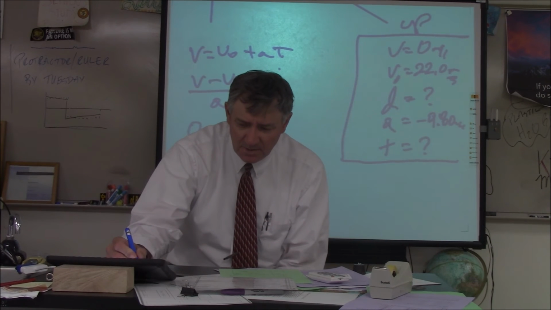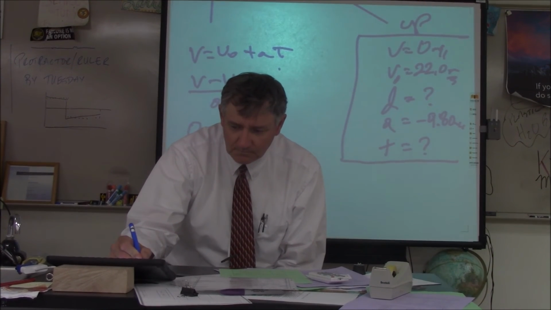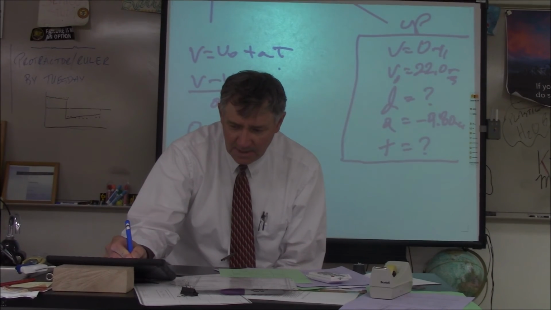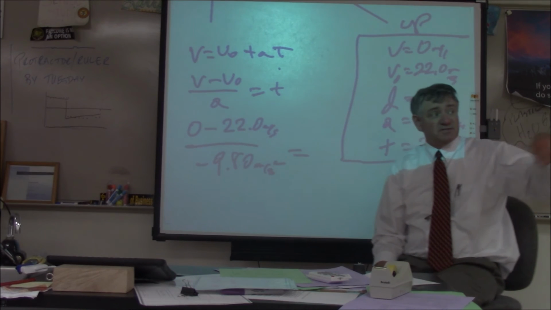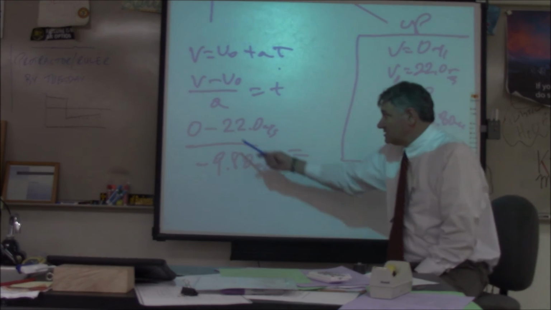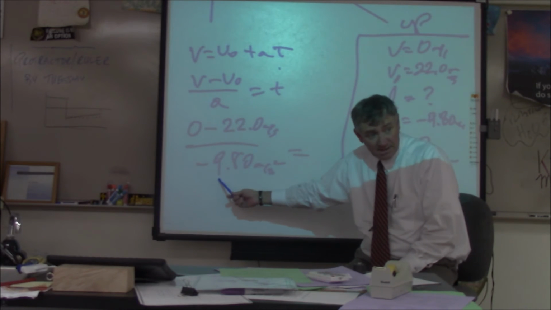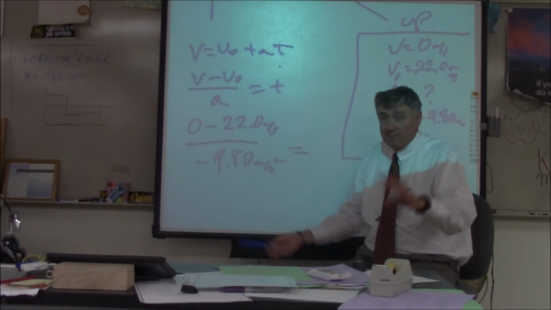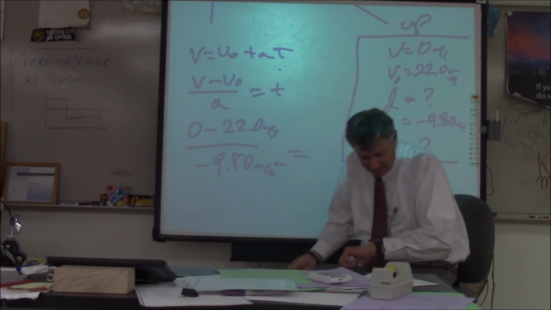So you're going to have 0 minus 22.0 meters per second divided by negative 9.8 meters per second squared. So this is where this fits together. I'm taking 0 minus 22, and I'm dividing it by negative 9.8. I'm going to get a positive time. So, Macy, take 22 and divide it by 9.8.